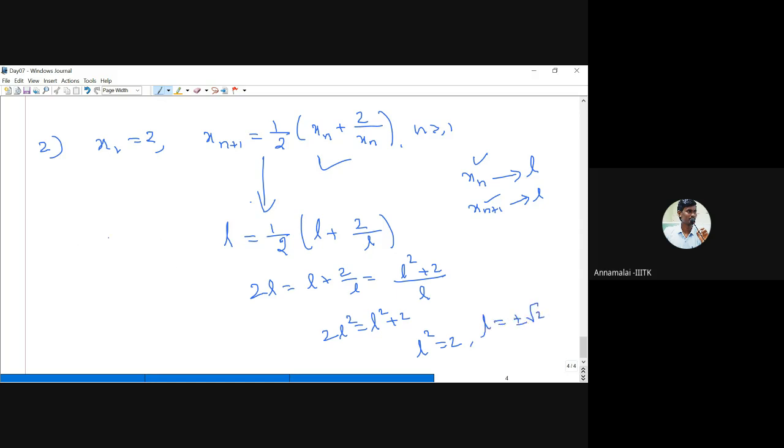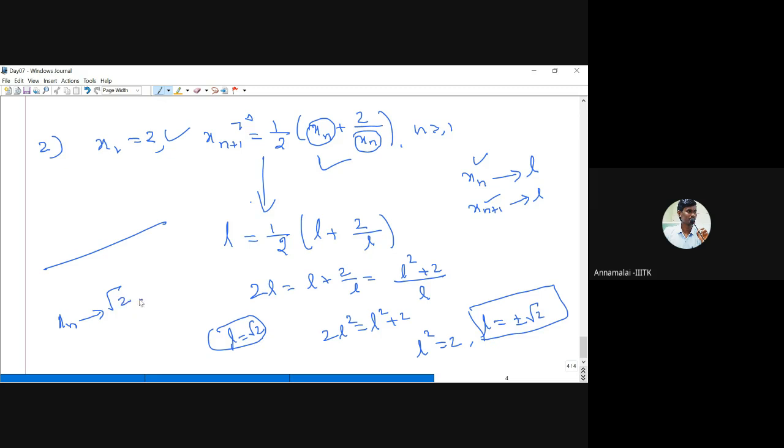But all the xn's are positive. Since x1 is positive, that is 2, for general xn, this is a positive number and this is a positive number, therefore the sum is also positive. Therefore each xn is positive, and it never takes the negative value. So L should be root 2. Therefore this sequence xn converges to root 2.